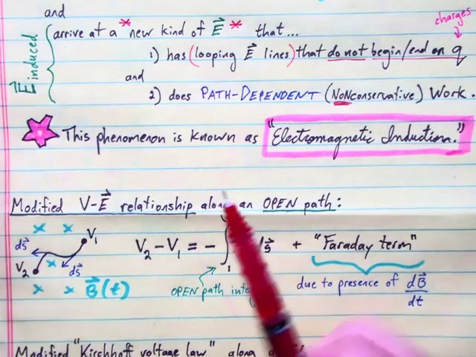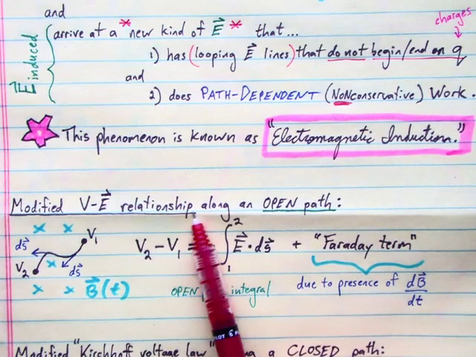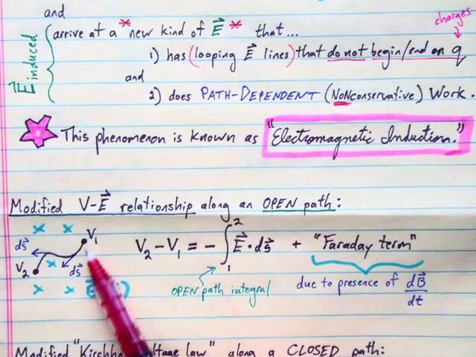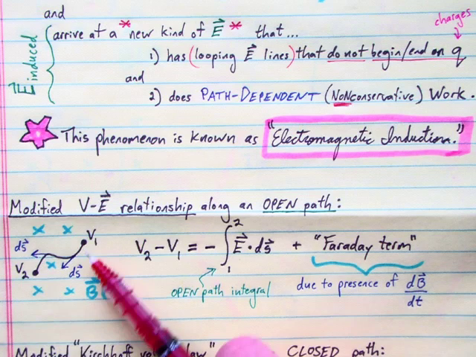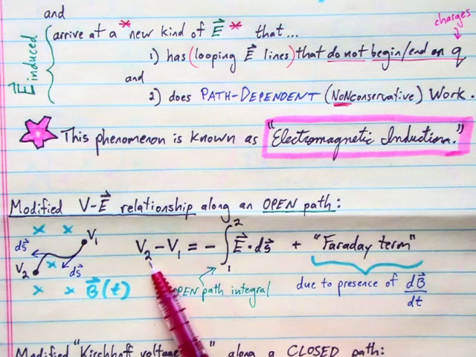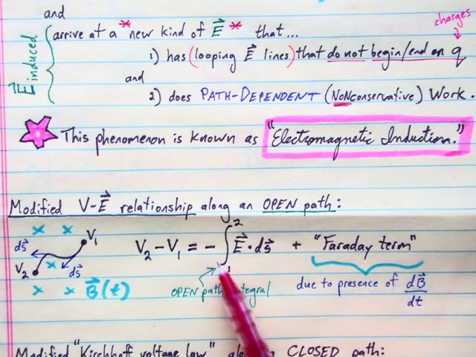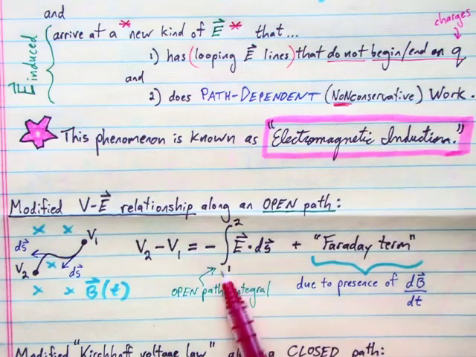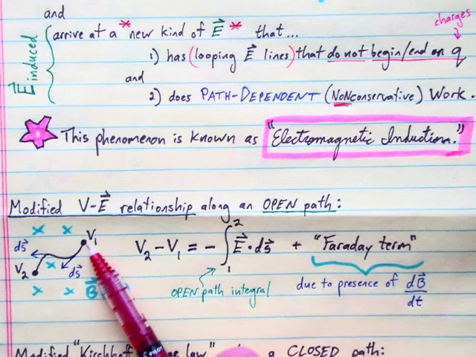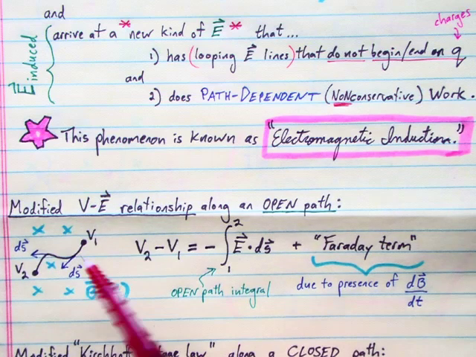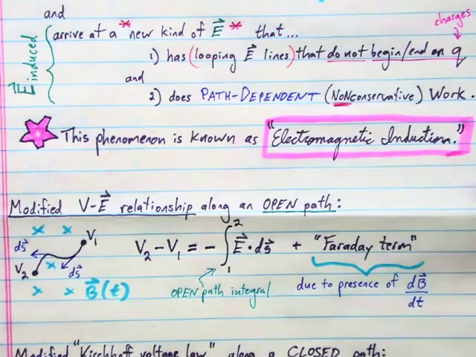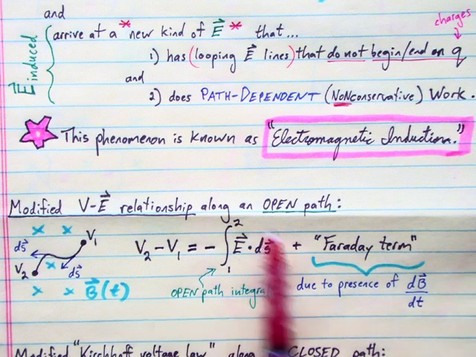So starting with our potential field relationship along some open path. If we start at point 1 and move to point 2, traveling along this path, the change in electric potential along that path we know is equal to the opposite of the open path integral of E dot ds along that path. So if there is a potential difference between these 2 points, there must be electric field in the region between those 2 points. Okay, that's what we know.